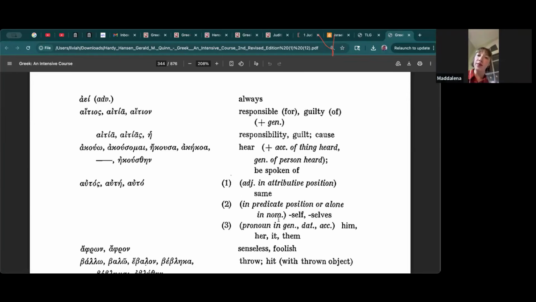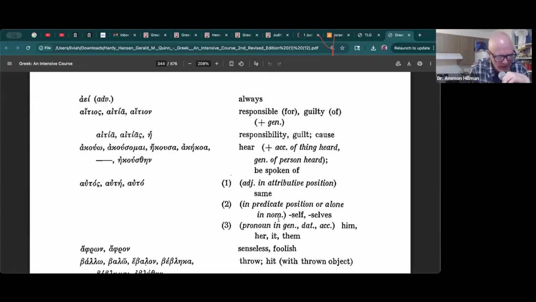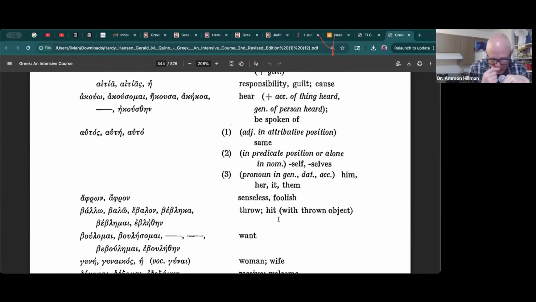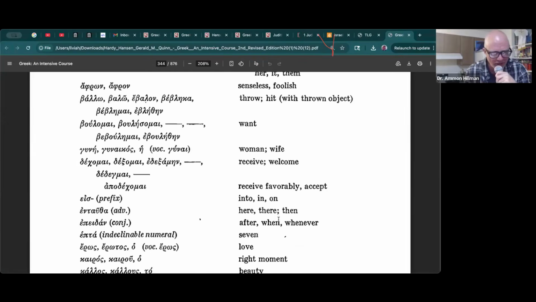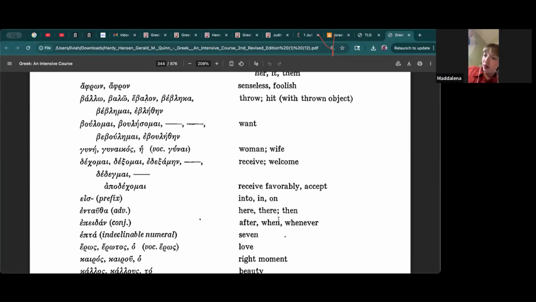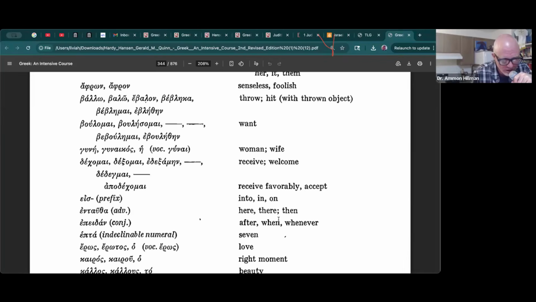Let's go to autos. Look what they gave you next. Autos, aute, auto. And they tell you that you can use this as an attributive. You can use it as a predicate, right? It's a pronoun. Adjective pronoun. Okay, good. We'll look at how it's used. I'm sorry. Keep going. What is aphron? Aphron, senseless, foolish. What does that mean?